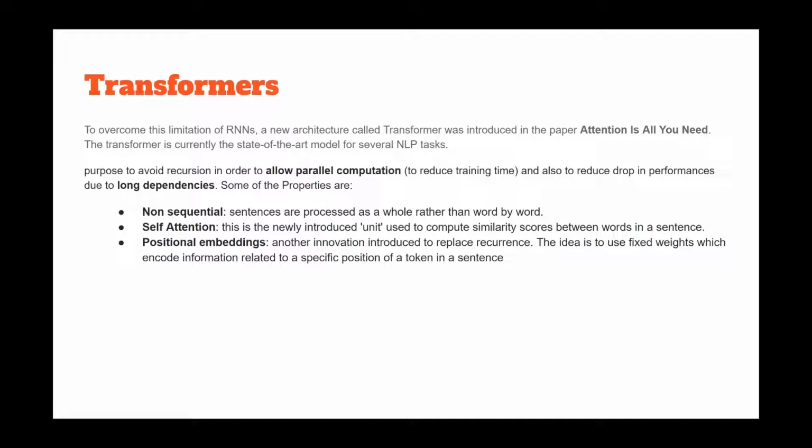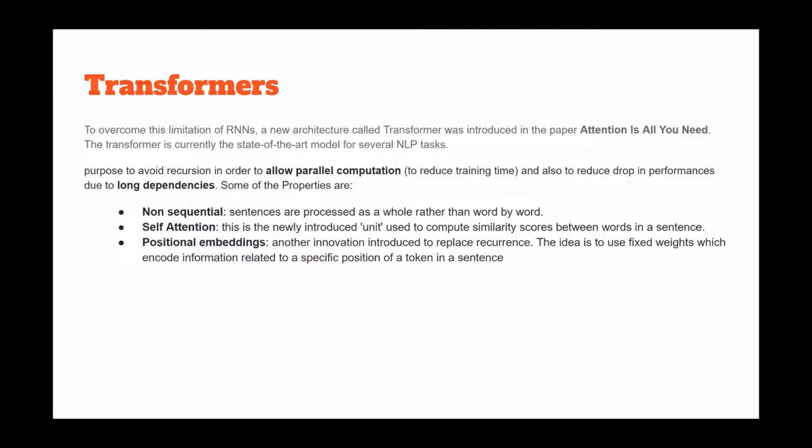One is non-sequential. Sentences are processed as a whole rather than word by word. Previously we have seen that in RNNs and LSTMs, the sentences are processed word by word. In the case of transformers, sentences are processed as a whole rather than word by word. By doing this, there is no risk of forgetting the past information. That's one of the advantages of processing the sentence as a whole.